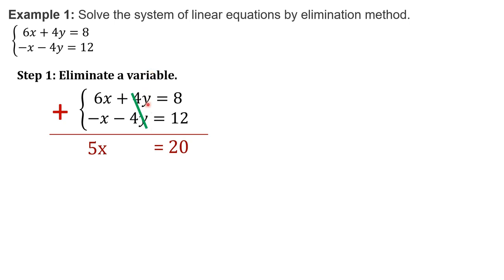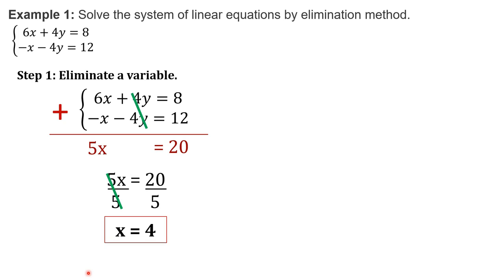Since we have eliminated already the variable y, therefore we are solving now for the variable x. So to solve for the variable x, we have to leave x alone. Therefore, this positive 5 must be cancelled. To cancel it, just divide both sides by positive 5. Then, cancel. 20 divided by 5 will give us positive 4. So the value of x is equal to positive 4.